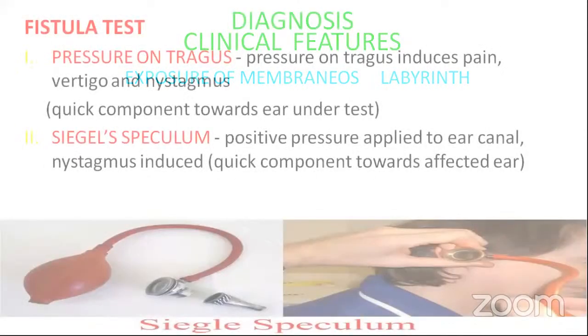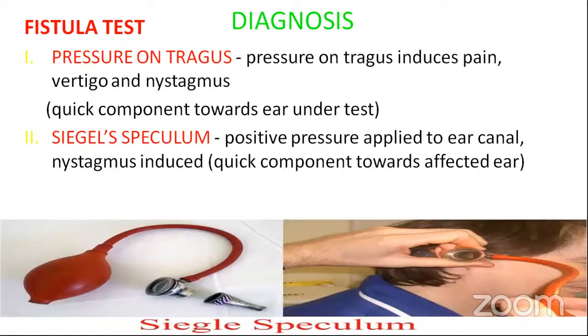So different tests we can go for diagnosis include the fistula test. The fistula test can be done by applying pressure on the tragus, which induces pain, vertigo, and nystagmus, and the nystagmus will be towards the ear under test. And the Siegle's speculum, this is a Siegle's speculum. That will help you provide positive pressure to the ear canal, and the nystagmus will be produced towards the affected ear.